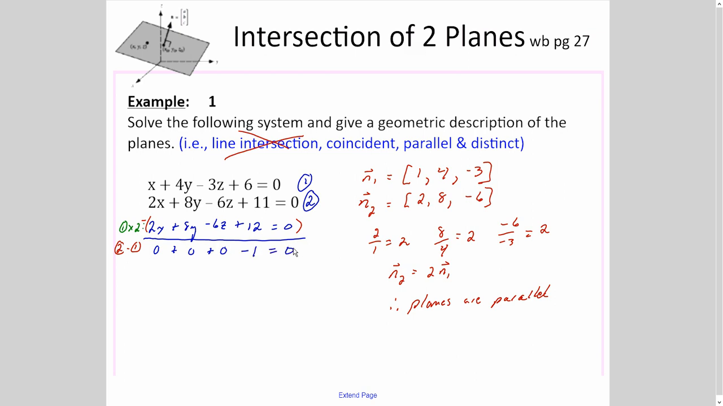So this all says negative 1 is equal to 0. As you can see, this is not possible. Because this is not possible, I can say that these planes are inconsistent, or that these planes are parallel and distinct.